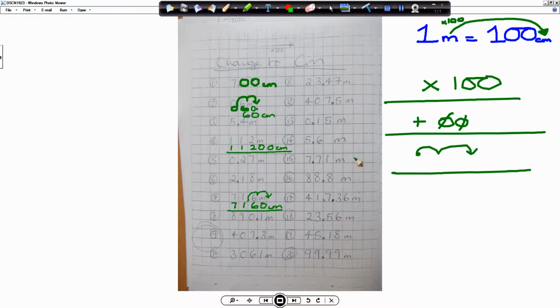Okay. 0.15 times by 100. 1, 2. Look what I'm doing. So copy down the 0. Copy down the 1 and the 5. So what's the final answer? 15 centimeters. Okay. Times this by 100. 1, 2. So copy down 4, 1, 7, 3, 6, point. Right on top of the point, cm.